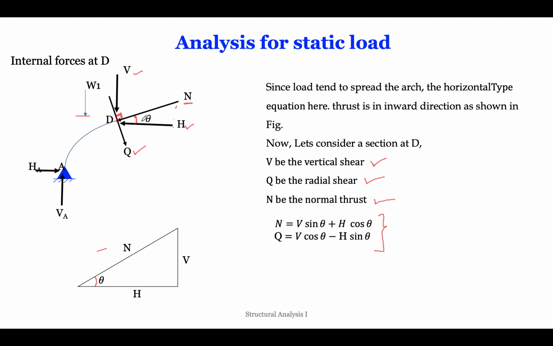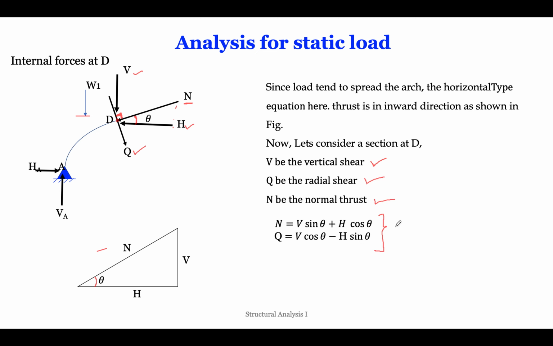For the horizontal component, if you see this diagram, for this normal thrust N we consider this angle theta. Sin theta will be equal to this side. So the normal thrust, with one vertical component and one horizontal component, is V sin theta plus H cos theta. And for radial shear, the components will be V cos theta minus H sin theta. V cos theta minus H sin theta.